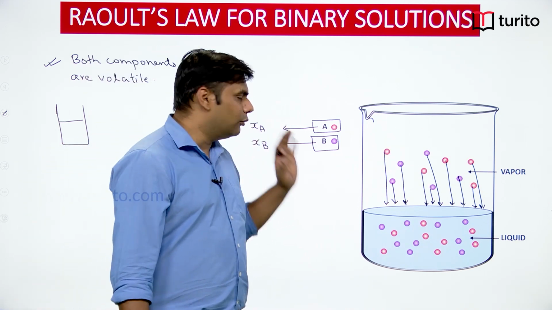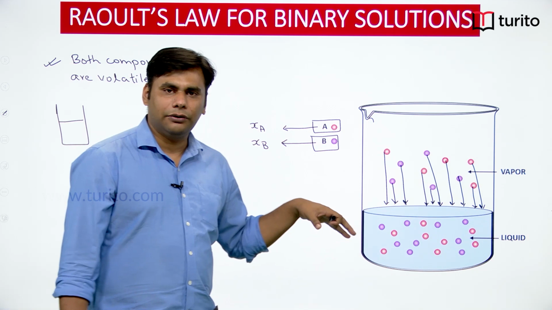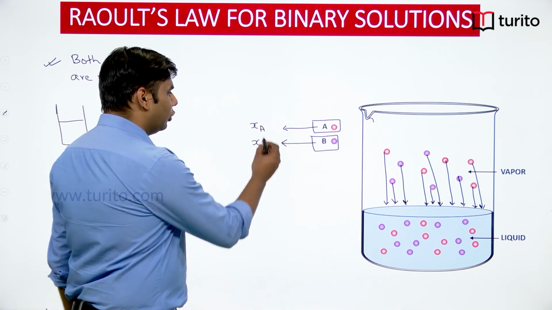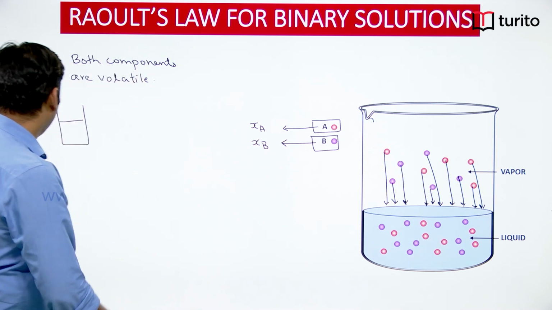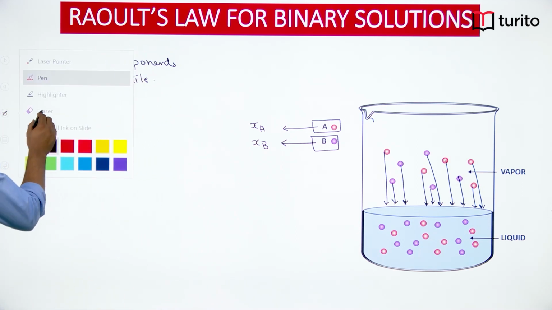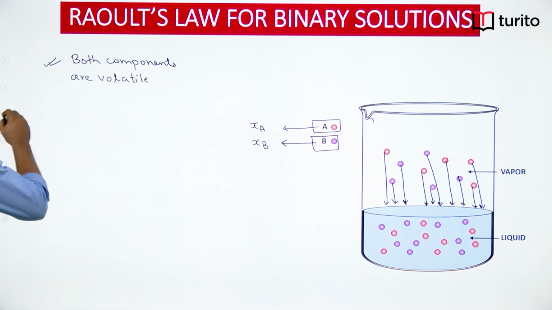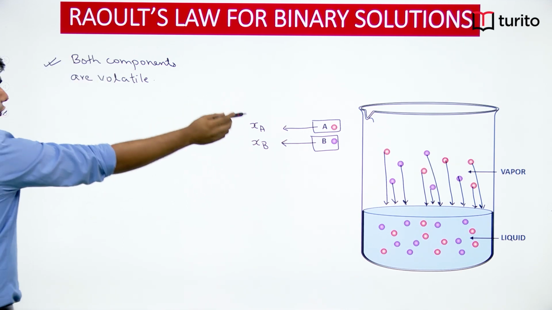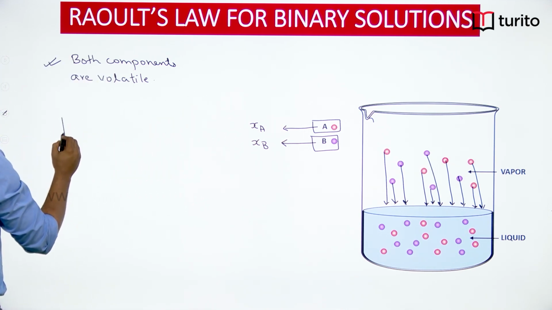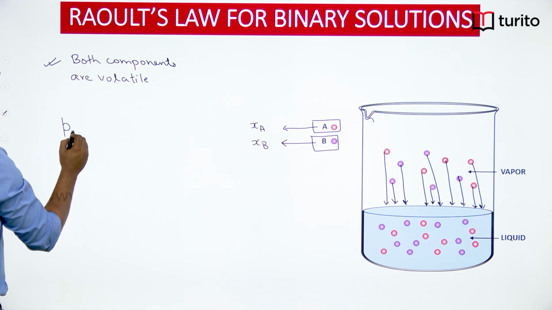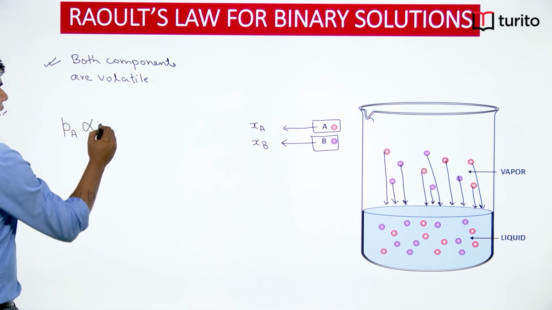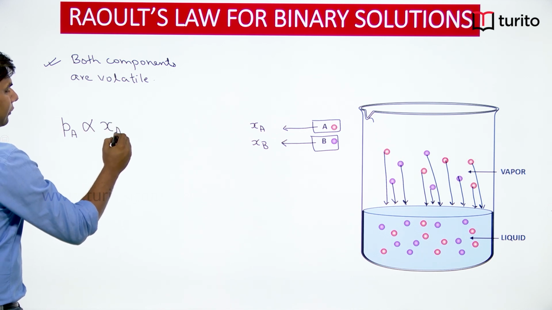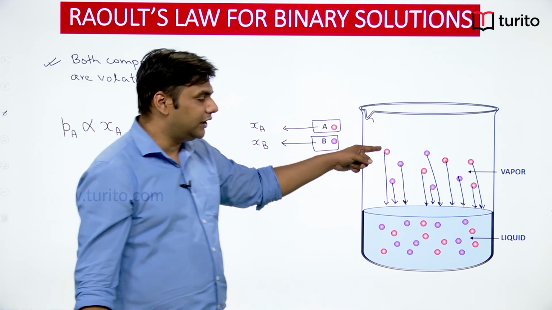So we knew the mole fraction of A and B in the liquid phase. Mole fraction of A would be moles of A upon total moles. Mole fraction of B would be moles of B upon total moles. Hope this is clear to everyone. So the partial vapor pressure of A would be proportional to the mole fraction of A in the liquid phase, because A is forming the vapor.